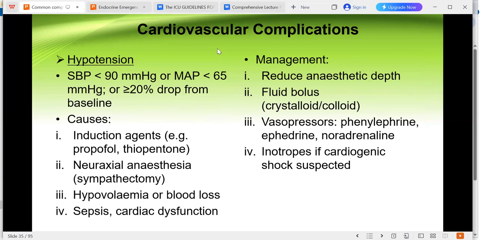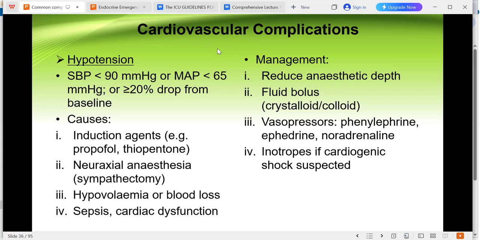Now cardiovascular complications. Hypotension occurs, especially at induction. Sometimes some people are very bold, they give 4 to 5 milligram per kg of propofol, and even with thiopentone you can have sudden hypotension at induction. So what you normally do is give it in boluses, especially in critically ill patients that already have physiological hypoxia or hypotension. With neuraxial anesthesia, you put in your spinal and the patient becomes hypotensive almost immediately.